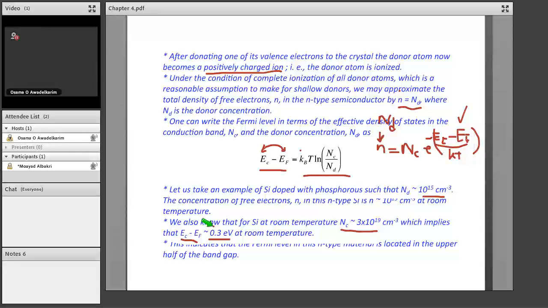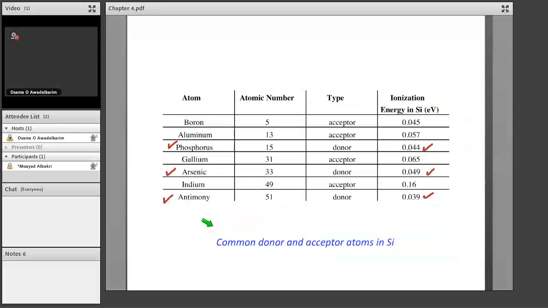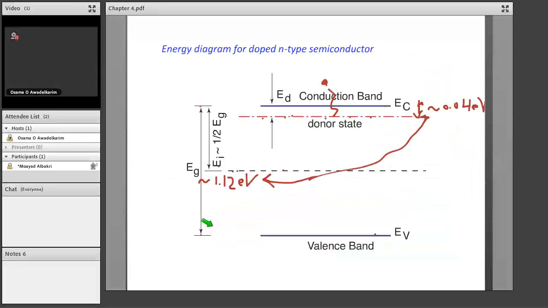Therefore, the Fermi level in an n-type semiconductor is up in the top half of the band gap. That is to say, if you go back here, the Fermi level in this n-type material will be somewhere here, such that this distance is around 0.3. So it is in the top half of the band gap. That's the Fermi level in an n-type semiconductor.